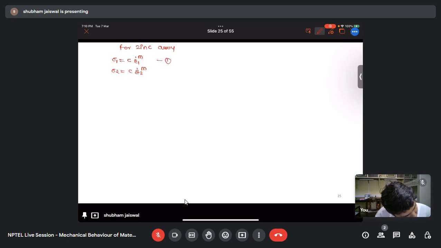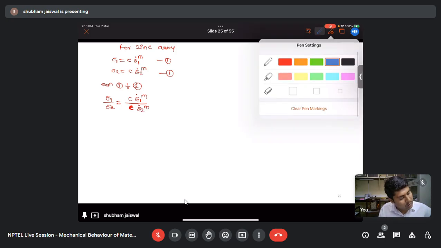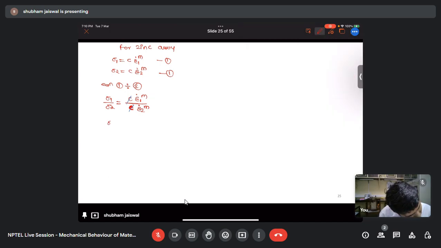So if I consider equation 1 divided by 2, so I will get sigma 1 divided by sigma 2 equal to (C epsilon dot 1)^m divided by (C epsilon dot 2)^m. So this C gets cancelled, and now we will be left with only sigma 1 divided by sigma 2 equal to (epsilon dot 1 divided by epsilon dot 2) to the power m.